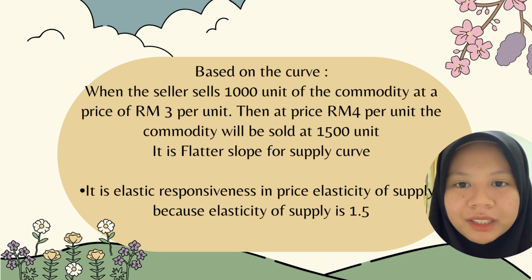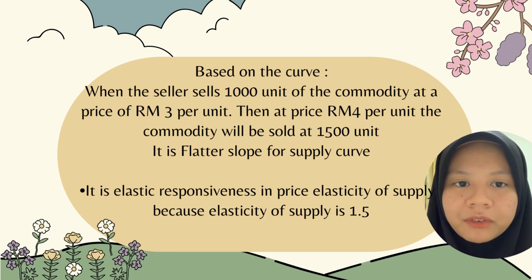A change in the price of the good causes a big percentage change in the quantity supplied. Based on the curve, when the seller sells 1000 units of the commodity at a price of RM3 per unit, then at a price of RM4 per unit, the commodity will be sold at 1500 units. It is a flatter slope of the supply curve. So, we can see that it is elastic, responsive in price elasticity of supply, because the elasticity of supply is 1.5.